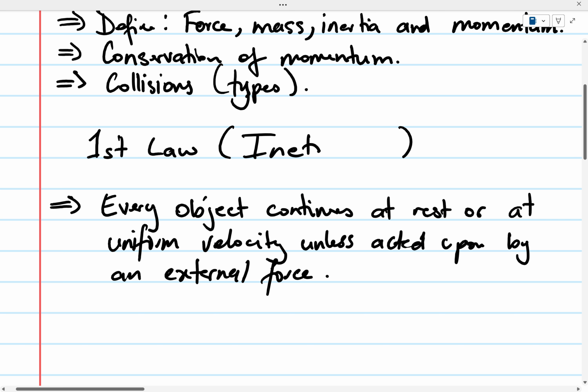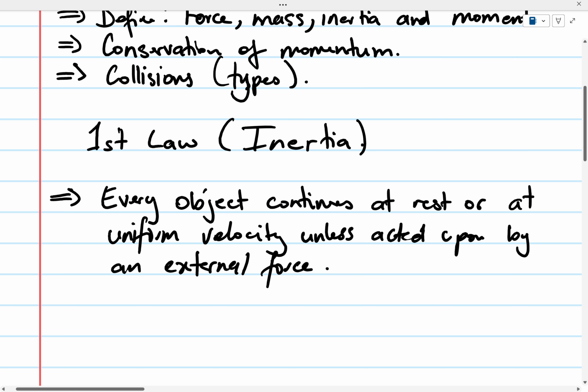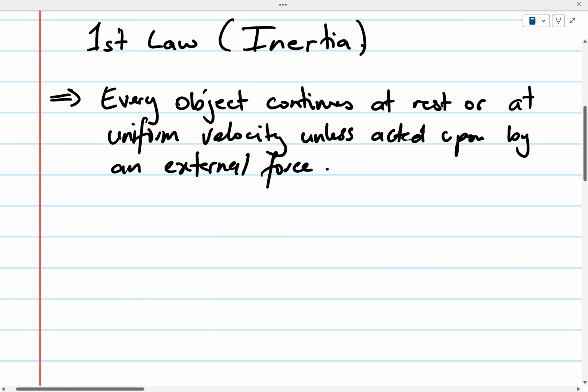Everybody's good with this? Everybody should be good with that, right? So we're looking at that for the first law, this entire concept. But the concept of inertia specifically that we look at in the law, what would inertia refer to?